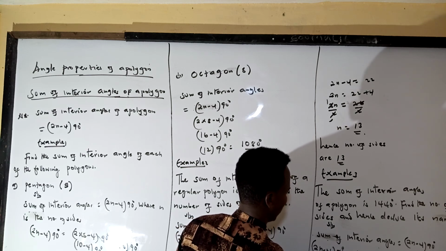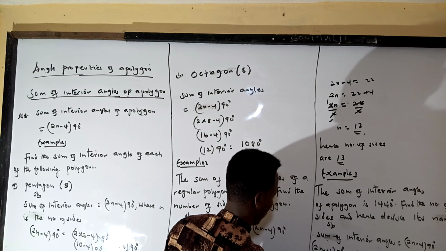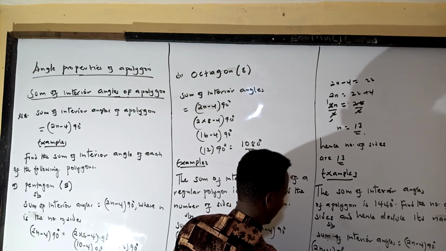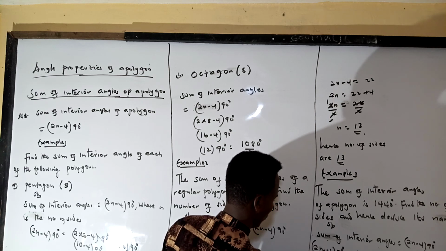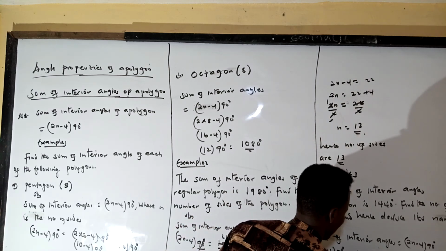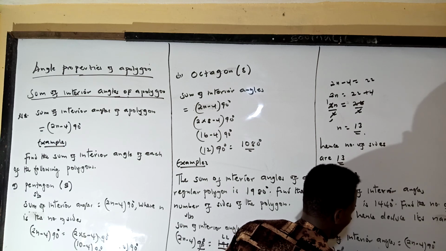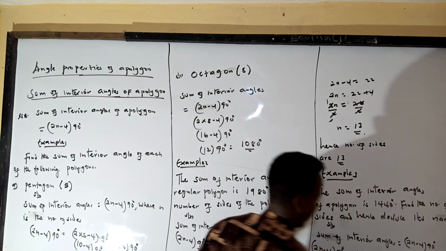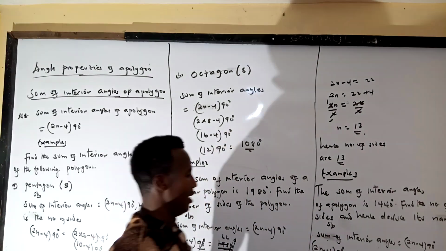Over 90 again, over 90 cancel. So 2n minus 4 is equal to 16. Take this to the other side. 2n is equal to 16 plus 4. So 2n is equal to 20, over 2, over 2. n is equal to 10. That is the number of sides.